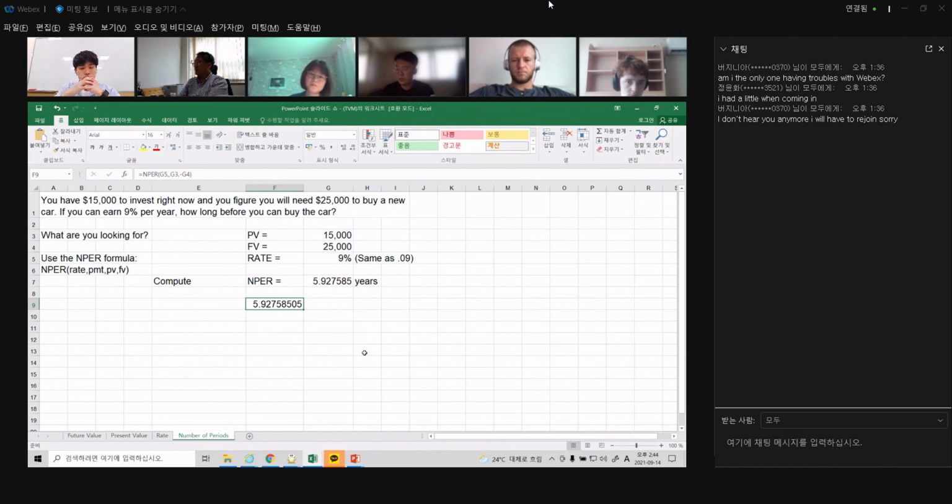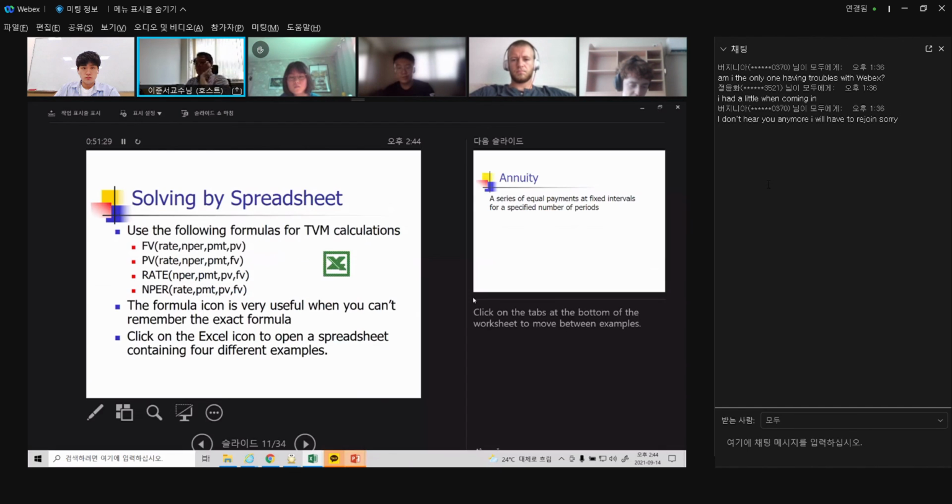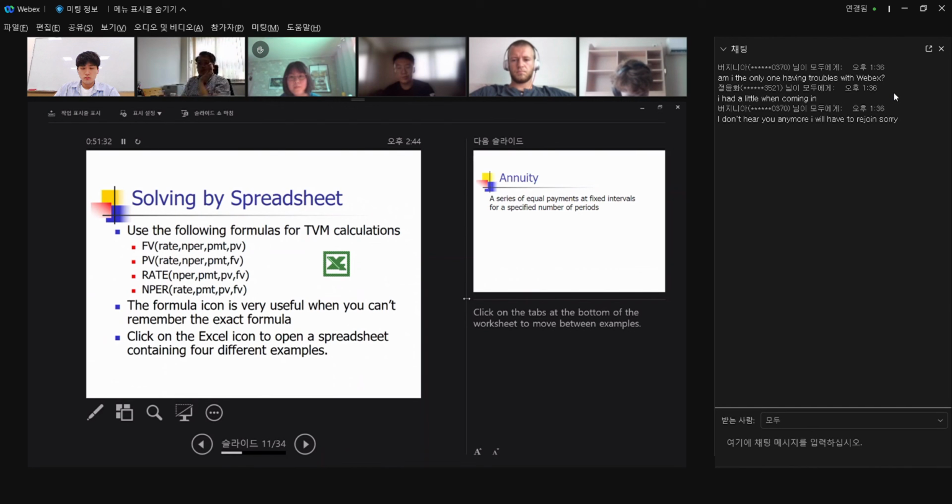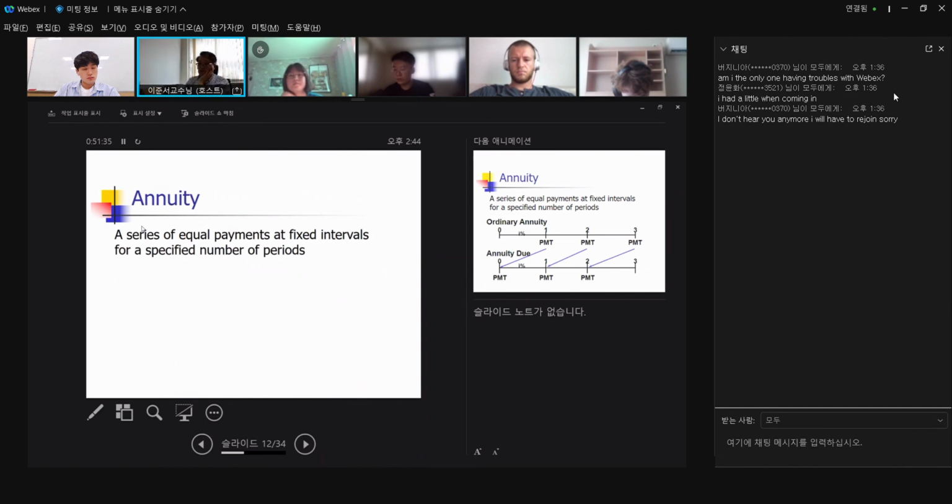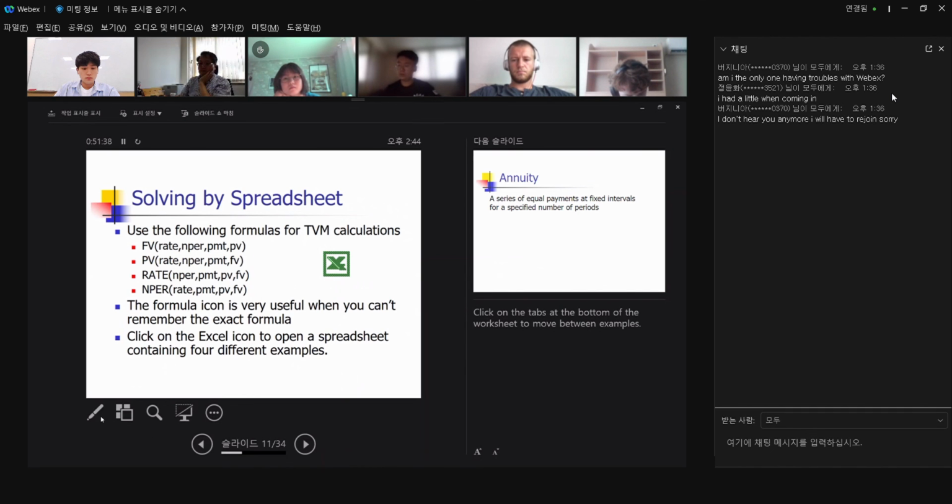But I think most of you buy this car at this point with a loan, right? Okay, this is the last example of the 4 variables. So we figured out how we can solve for future value, present value, interest rate, and number of periods.